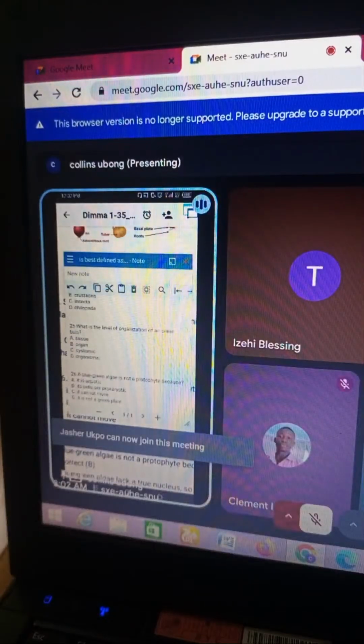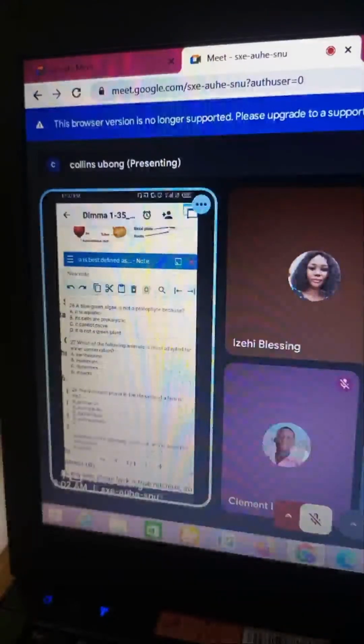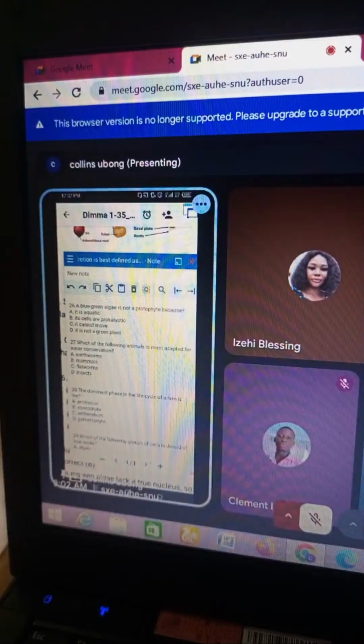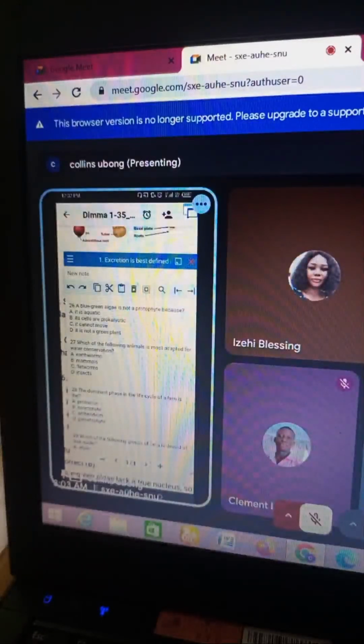So number 26. Can somebody read it? A blue-green algae is not a fruit type because: A. It is aquatic. B. Its cells are prokaryotic. C. It cannot have food. D. It is not a living plant. So what do you think is the answer?